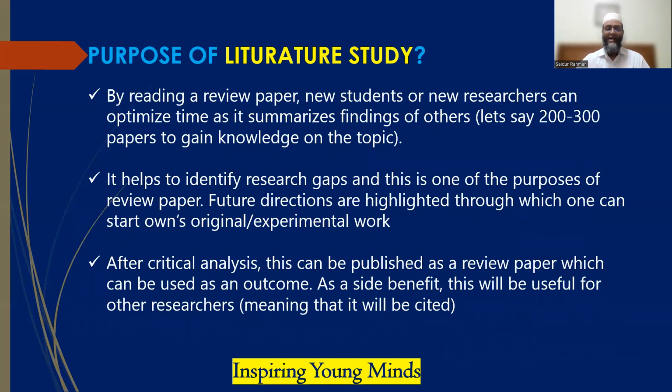By reading a review paper, new students or new researchers can optimize time. One review paper is normally a summary or critical review of 100 references, sometimes 200, 300, 500 references. If you need to individually read these 500 papers, certainly it will take time. So the researcher has actually done something for our benefit. This will optimize our time. This will save our time.